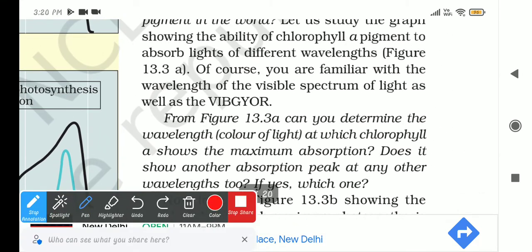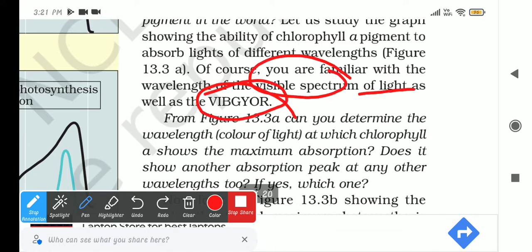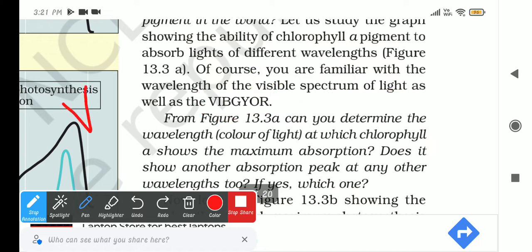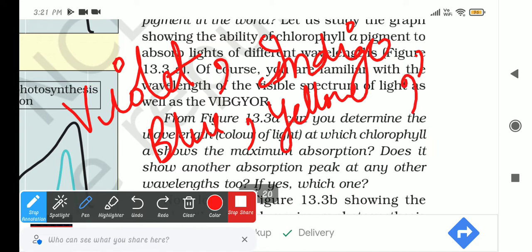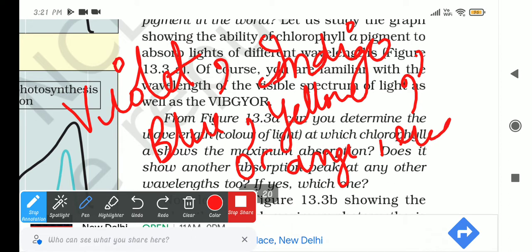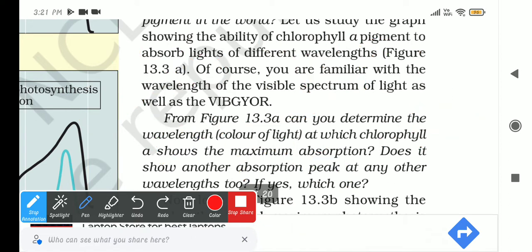And this is also written, we are also familiar that the wavelengths of the visible spectrum of light are VIBGYOR. VIBGYOR means violet, indigo, blue, yellow, orange, and red. Okay.